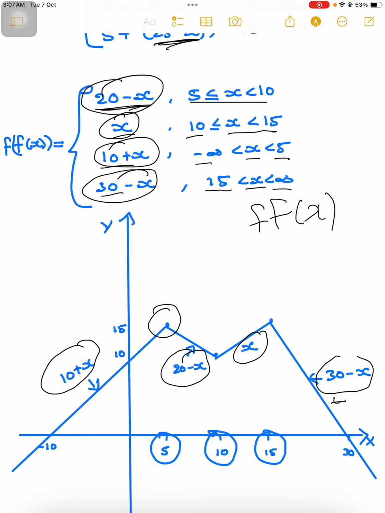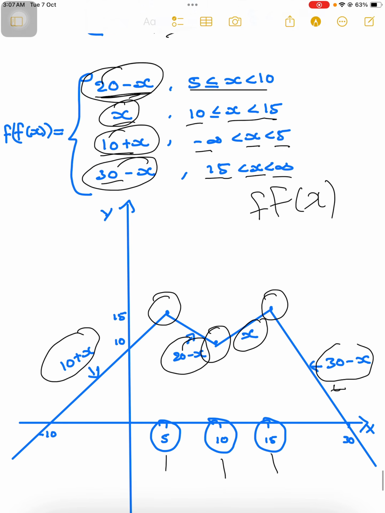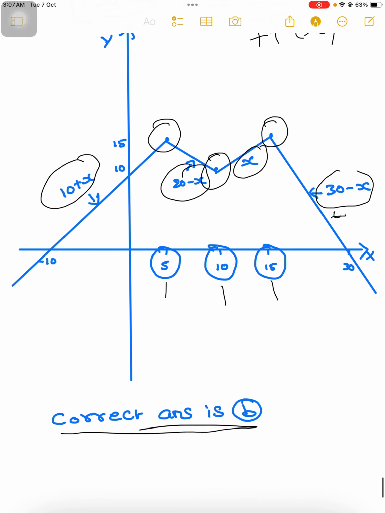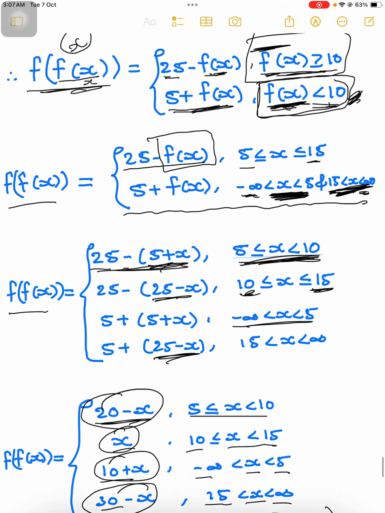Now carefully observe the graph. At this point and this point, these three points, 5, 10, 15, the function is not differentiable. Therefore, the correct option is B.